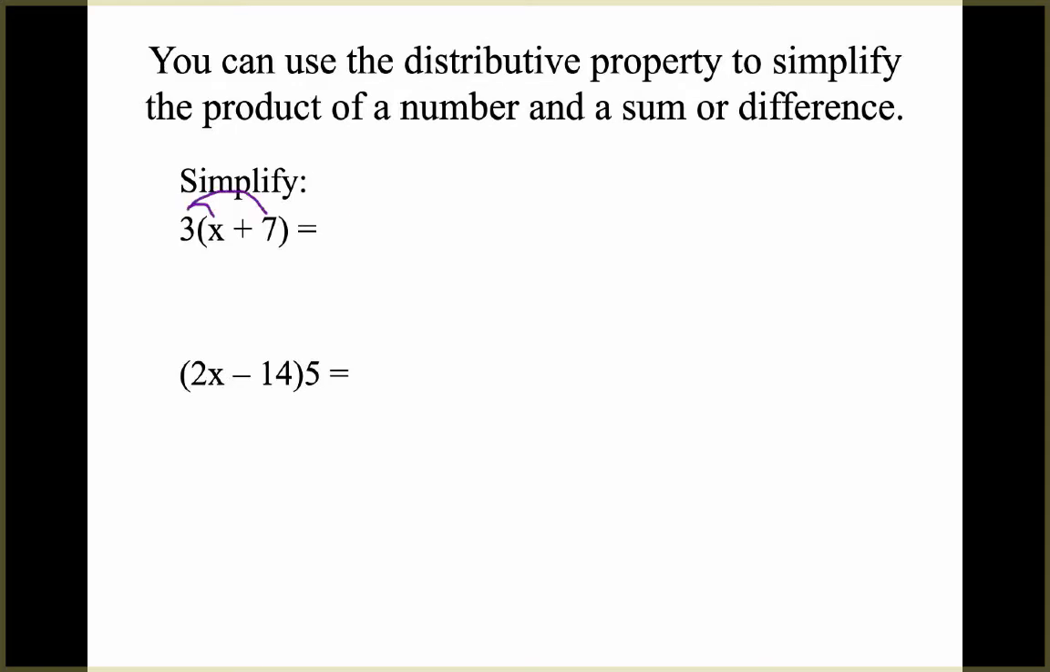So we get 3x plus 3 times 7. We have now distributed the 3 into x plus 7. And then we simplify. And we get 3x plus 21.